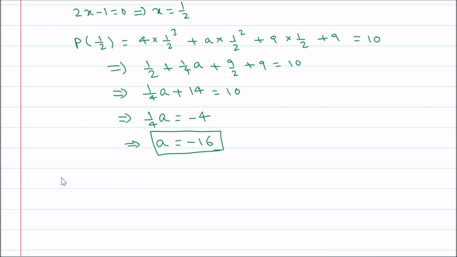So now what will be the p(x) after we put the value of a? 4x cube minus 16x square plus 9x plus 9. Therefore we will find p here. x minus 3 we have to show is a factor, so put x minus 3 equal to 0, so x equal to 3.